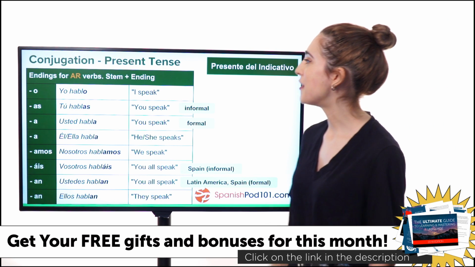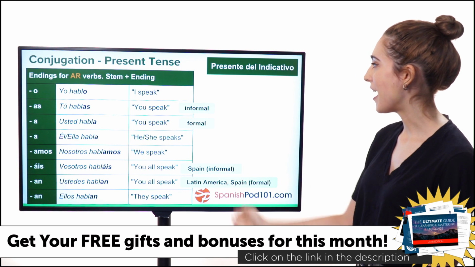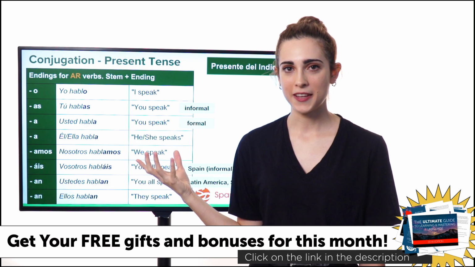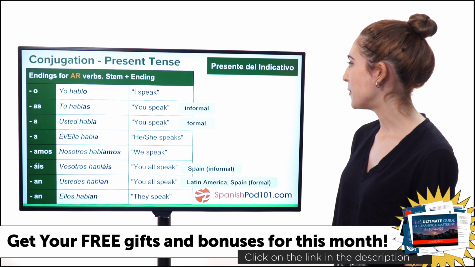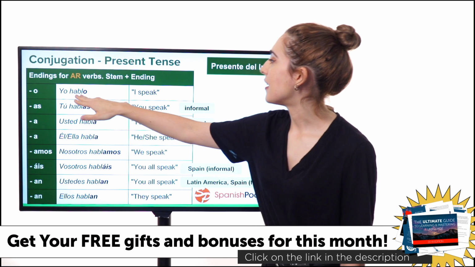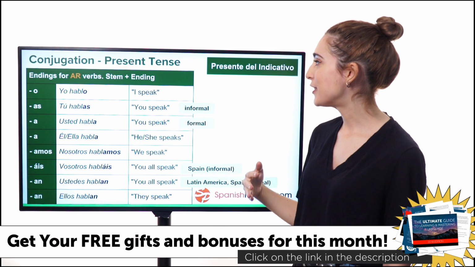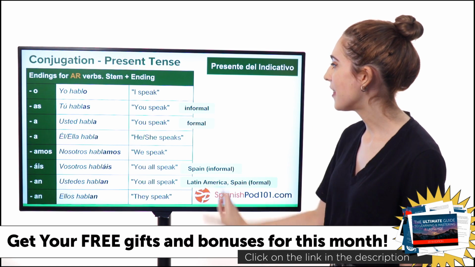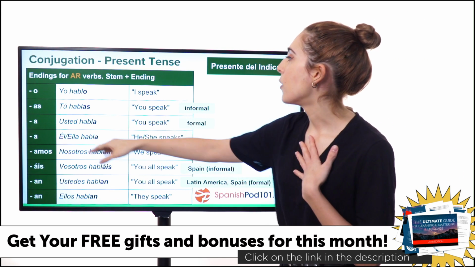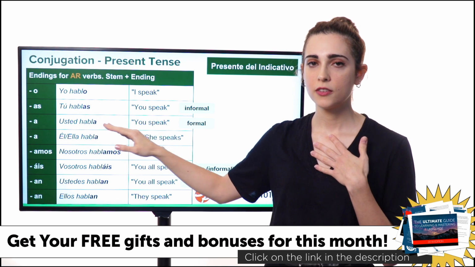We're going to start with the verbs that end in AR. For example, the verb hablar, to speak. As we said, the first thing we need to do is take out the AR, and we are left with the stem, habl. Then, depending on the subject, we add a different ending. For I, yo, we add o. Yo hablo.